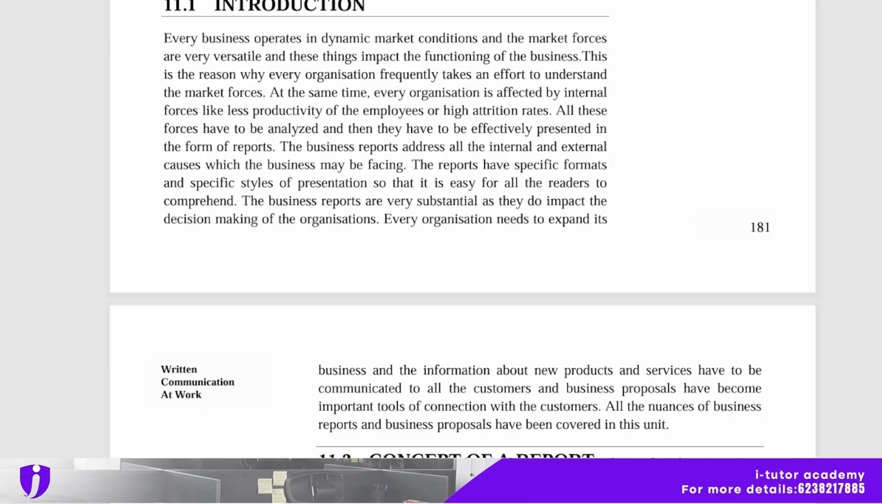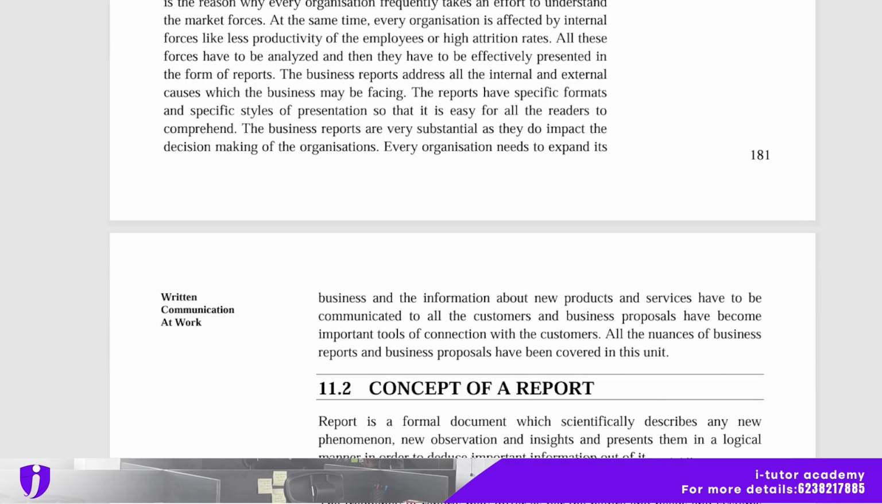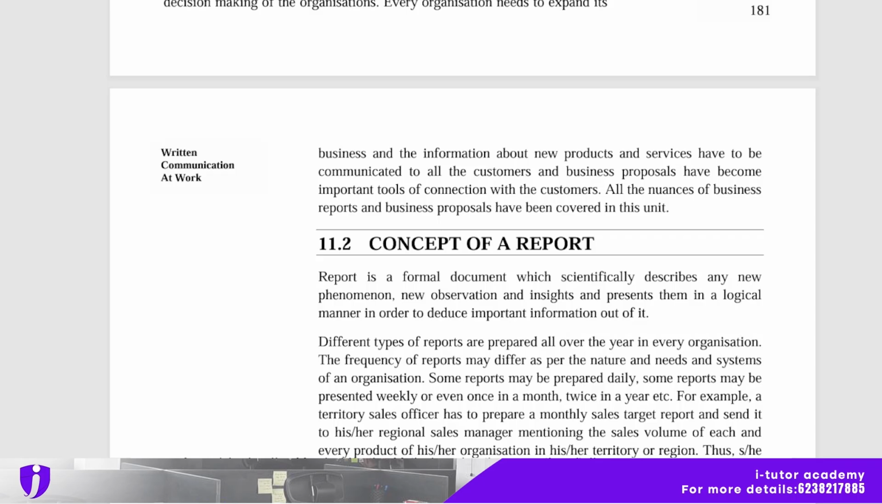The reports have a specific format and specific style of presentation so that it is easy for all the readers to comprehend. And every organization needs to expand its business, and the information about new products and services has to be communicated to all the customers, and business proposals have become important tools of connection with the customers. All the nuances of business reports and business proposals have been covered in this unit.